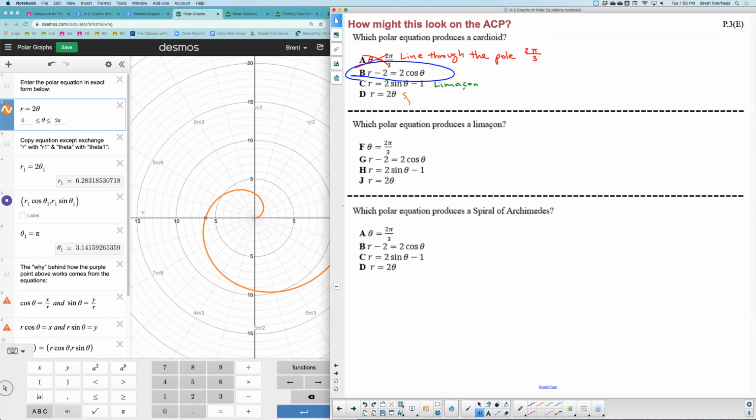Now that we have all these listed, we can solve the other problems. Which polar equation produces the limicon? Well, it would be C. That equation had the inner loop, and that was because the two numbers are not the same here. Whereas for a cardioid, your two numbers are the same, and that's why you don't have that inner loop. And finally, the spiral was D.